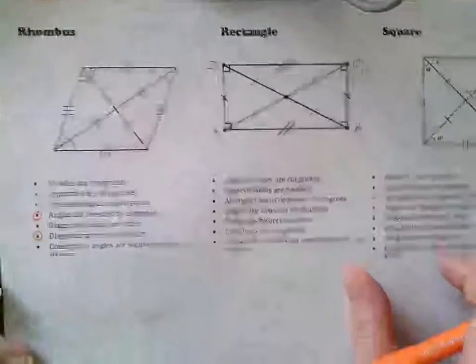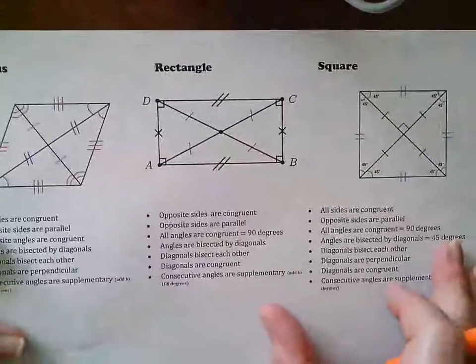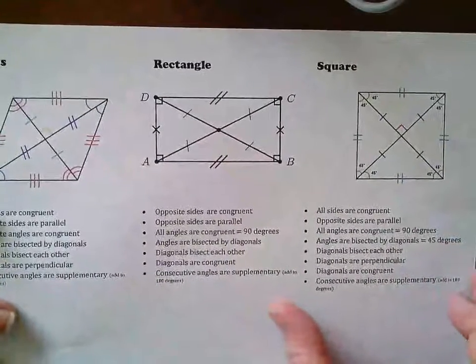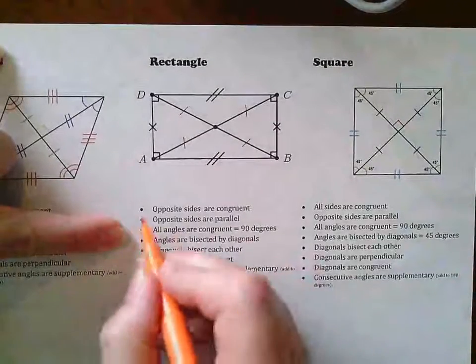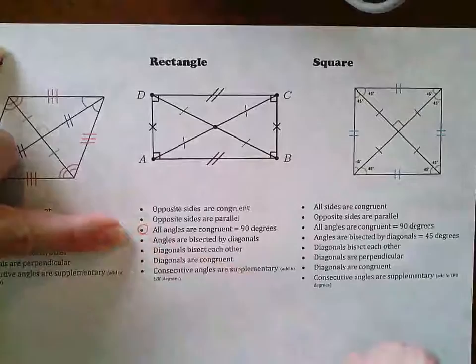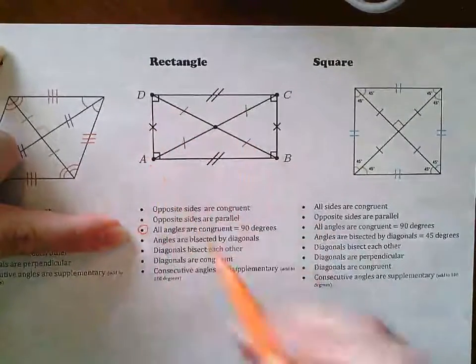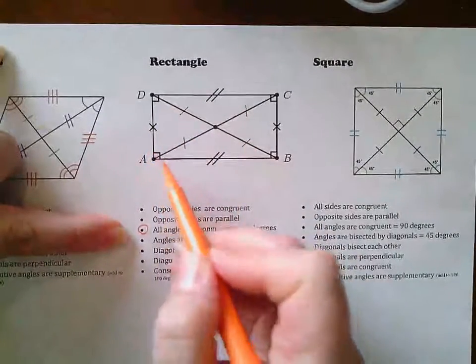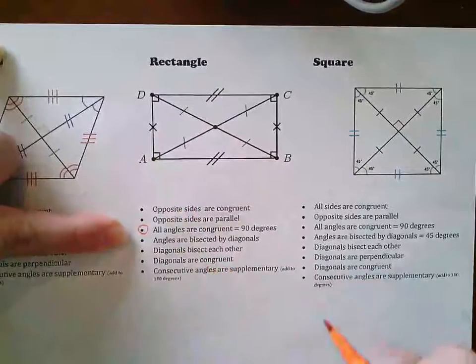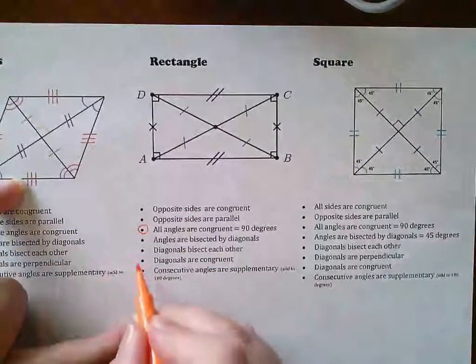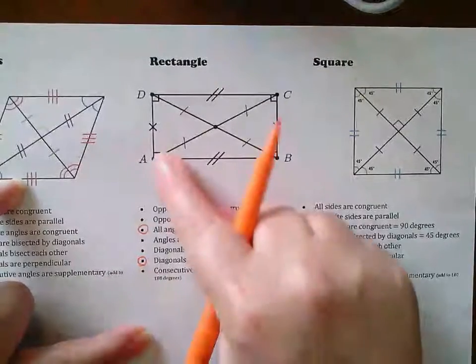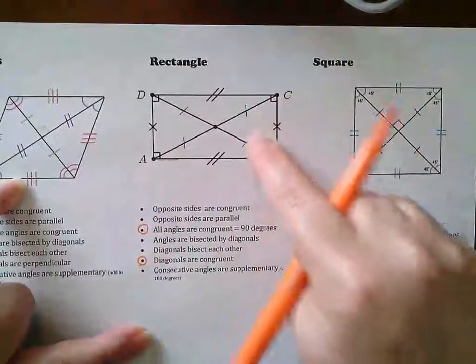Okay, so when it comes to rectangles, the couple of things that are different here is that all angles are going to equal 90 degrees. So they're all equal to each other. These are not bisected, so don't get that confused with a rhombus. They're not bisected. And diagonals are actually congruent. So this diagonal is congruent to this diagonal.